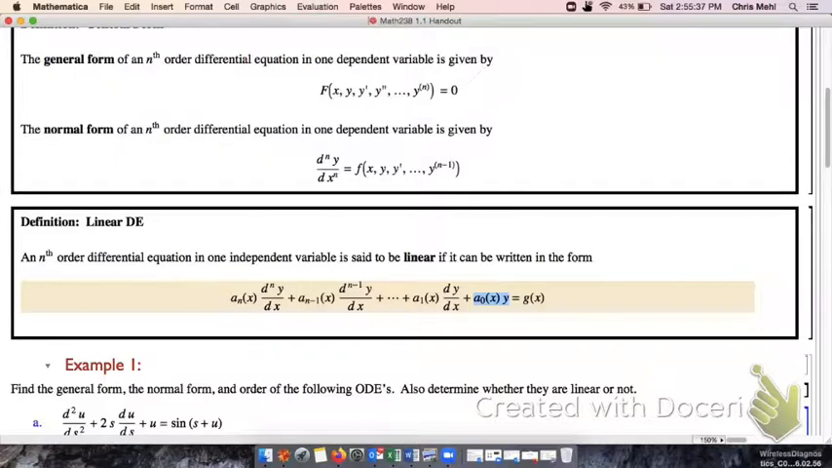So basically it's just saying the left side is some function of x times y, some function of x times the first derivative, all the way up to some function of x times the highest order derivative. And then on the right side would be some function of x that's left over. That's all the stuff that does not contain any y's or y primes.